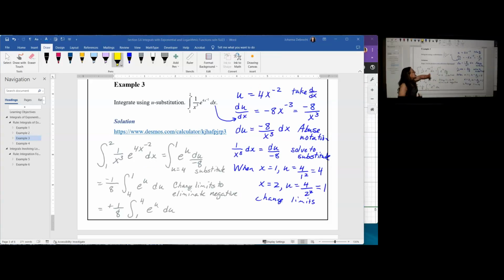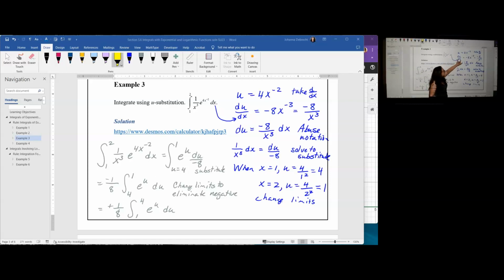In this problem, I identified that it was u-substitution, and I made the choice that u was the expression in the exponent of the exponential function. Then I take the derivative with respect to the independent variable, making sure that this differential in the original integral matches the derivative that I'm taking of u.